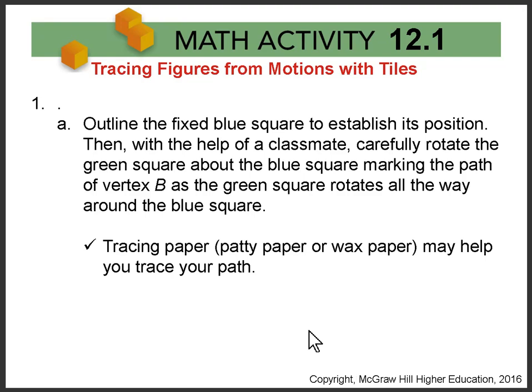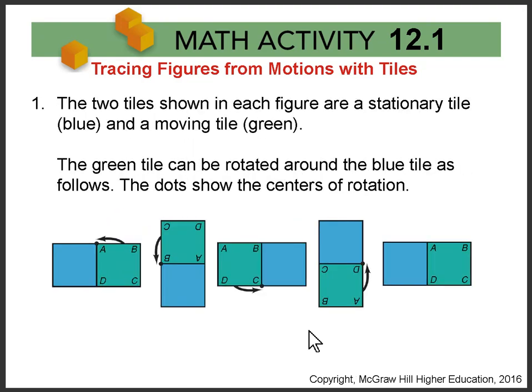Now for the actual work for part A. Outline the fixed blue square to establish its position. Then, with the help of a classmate or tracing paper if you're working alone, carefully rotate the green square around the blue square and mark the path of vertex B as the green square rotates all the way around the blue square. And remember, all the way around is illustrated in this figure.